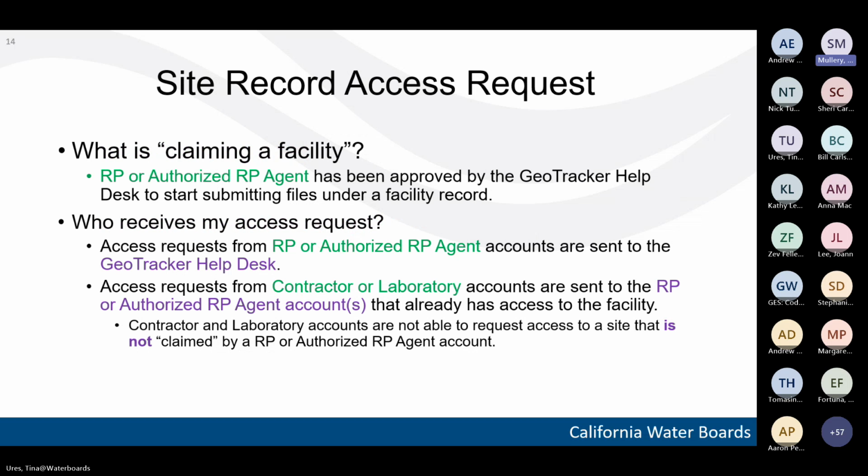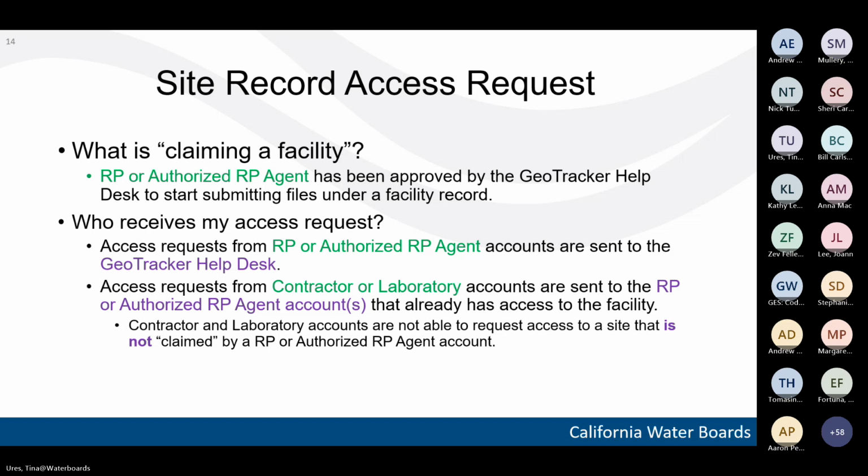All right. So what is claiming a facility or site record? It's indicating that in GeoTracker, the responsible party or RP or authorized RP agent has been approved by the GeoTracker help desk to start submitting files under a specific site record or facility record. Who receives the access request is very important, because requests sent from the responsible party or authorized RP agent accounts are sent to the GeoTracker help desk directly, and our team takes a look at them and approves it from there. That said, requests from contractor or laboratory accounts are not sent to the GeoTracker help desk, but are sent to the RP or authorized RP agents that already have access or have claimed that access to that facility.